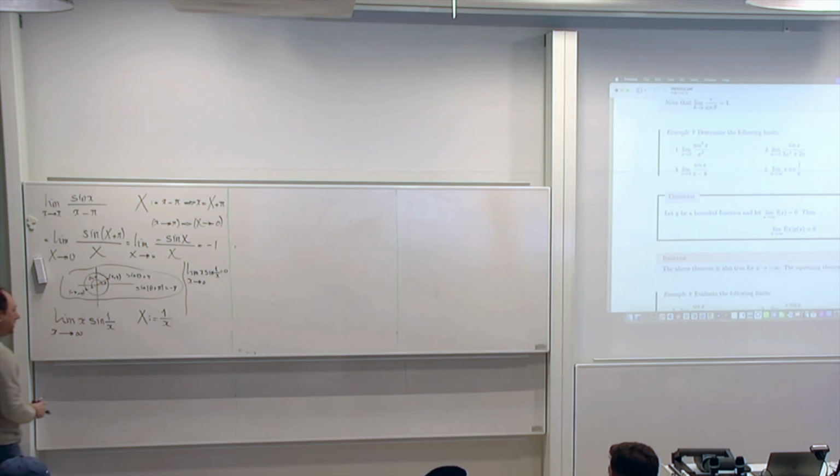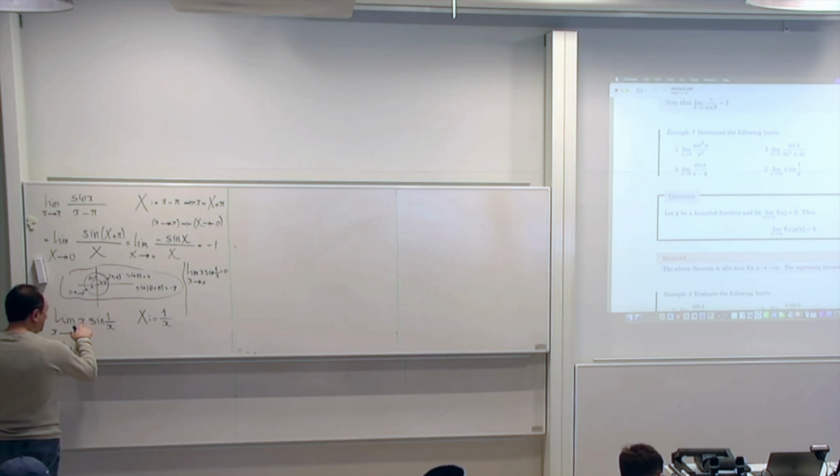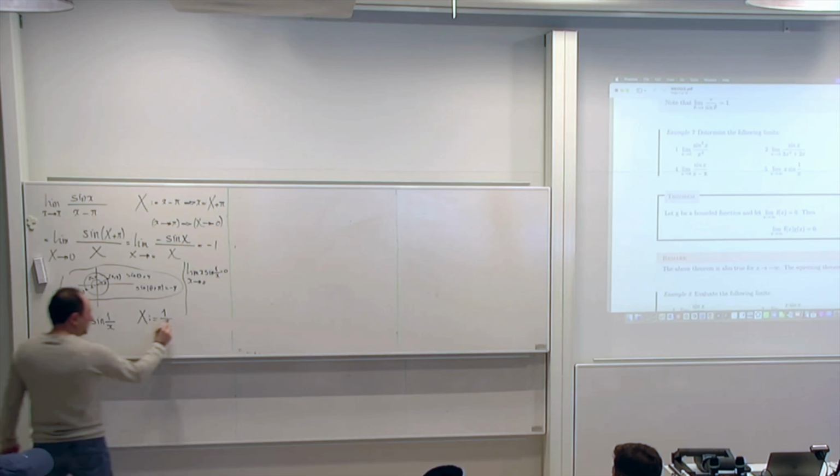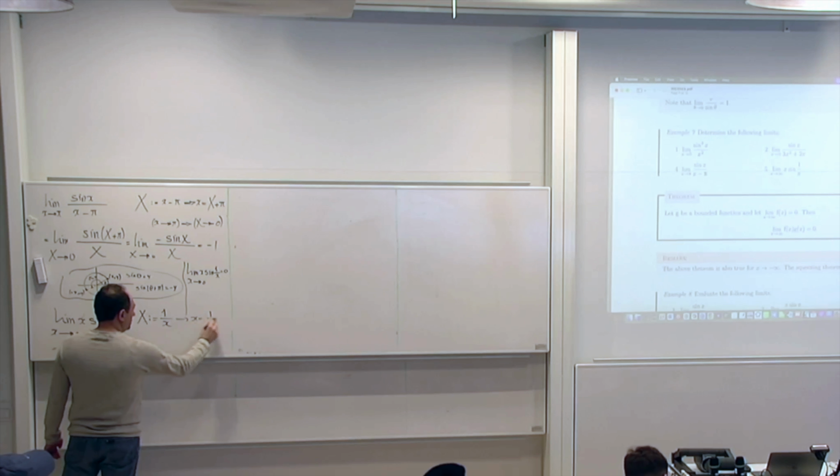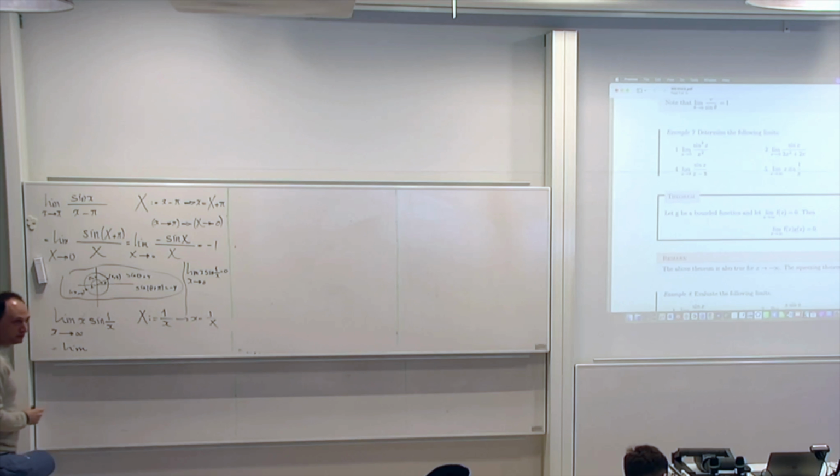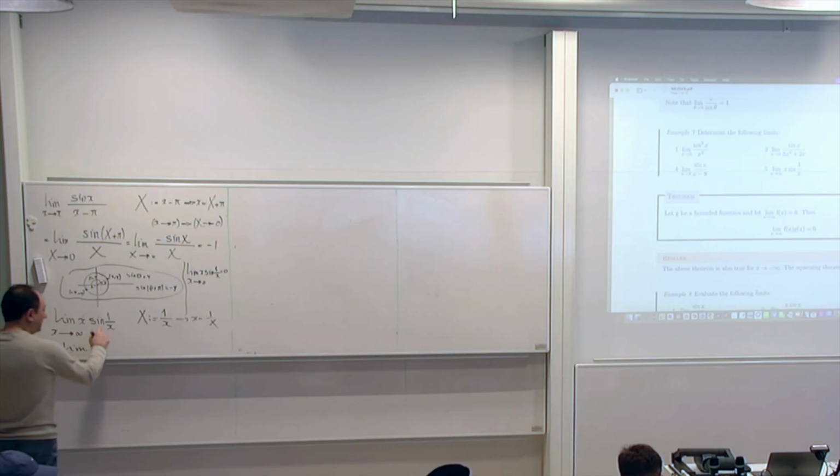So can you help me to continue? You need to know the strategy. What was the strategy? To get rid of the little x everywhere. Help me. What can I write with this little x? 1 over capital X, because this means that x is 1 over capital X. So instead of this, I can write 1 over X. What can I write here? Sine of capital X.